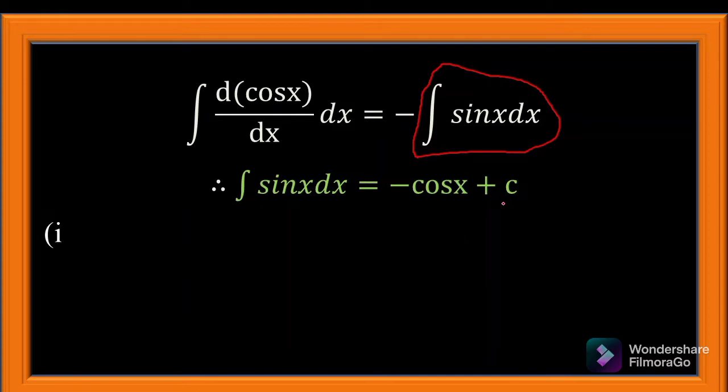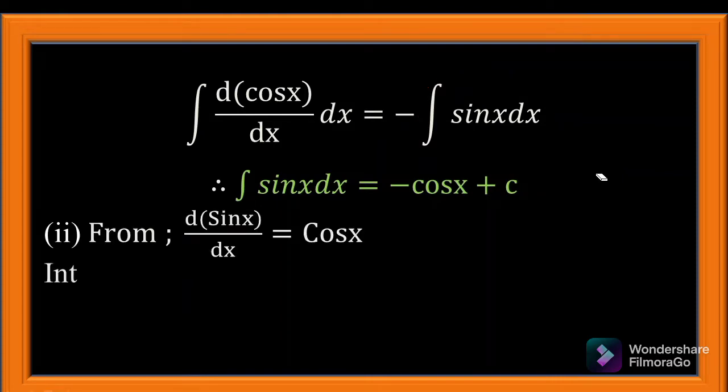This c that you see here is our constant of integration, and it is normally what we call an arbitrary constant. So we need to know right away that whenever we integrate sine x with respect to x, we surely get a negative cos x. So that is the first integral that we really need to master. Let's move on and look at Roman 2.